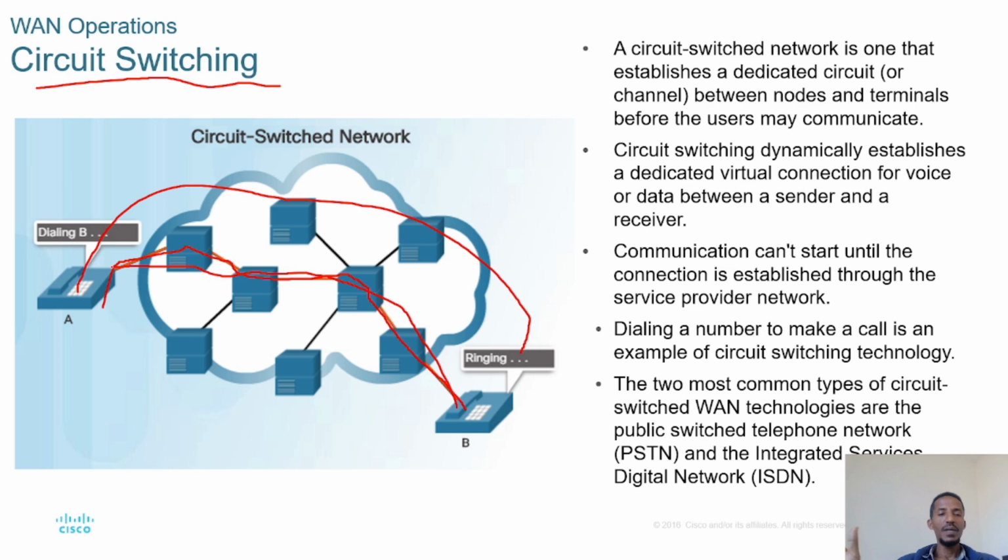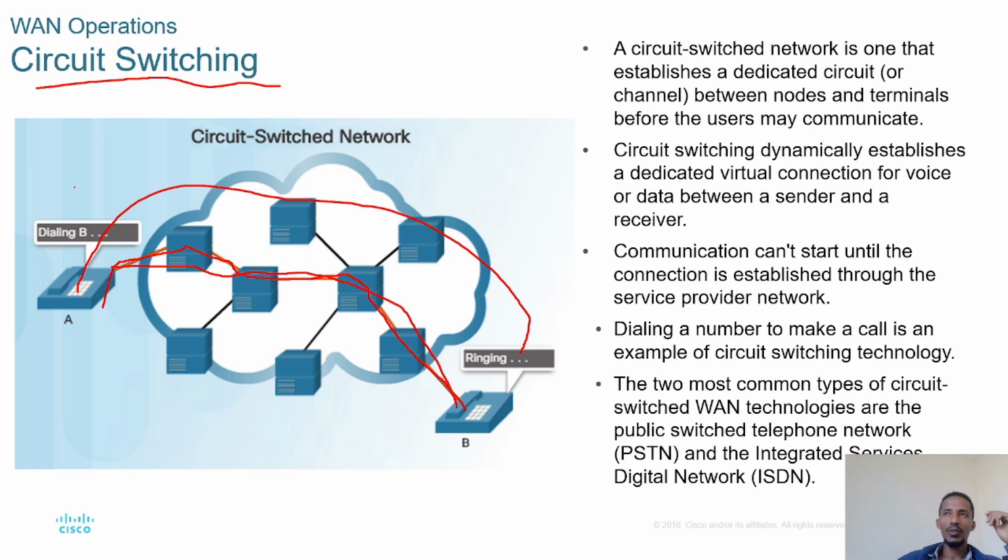So there is no message subdivisioning. The message by itself will have a sequence because it's following the same path for all message sending and receiving. So this is what we call circuit switching. It's based on circuit.